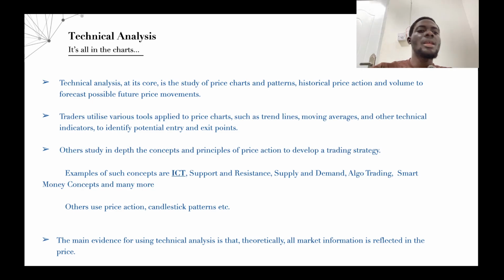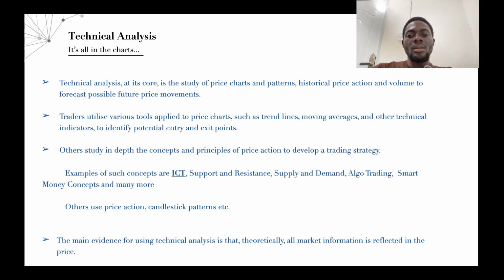So let me come back to this, the in-depth study. There are concepts like ICT, Inner Circle Trader, created by Michael J. Huddleston, and that's what we use here as a community. You can see that I made it bold and underlined it just to keep the emphasis on it. Support and resistance. This is an old concept, and it is believed that price bounces off of certain levels. Supply and demand, which I believe stems from ICT, is a watered down version of ICT.